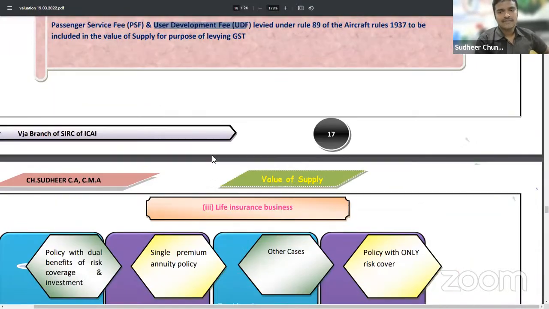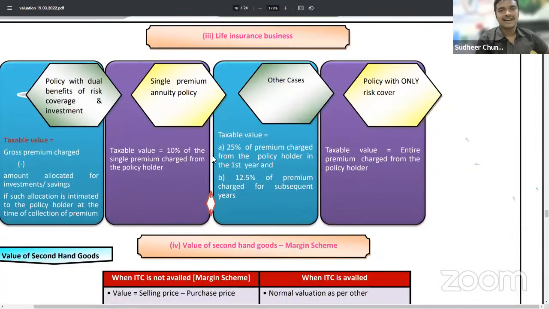So rule 32. First, we have discussed valuation rule for foreign exchange dealers. Second, we have discussed valuation rule for the air travel agent. Now we are coming to valuation rule number 3. What is valuation rule number 3? Life insurance business.